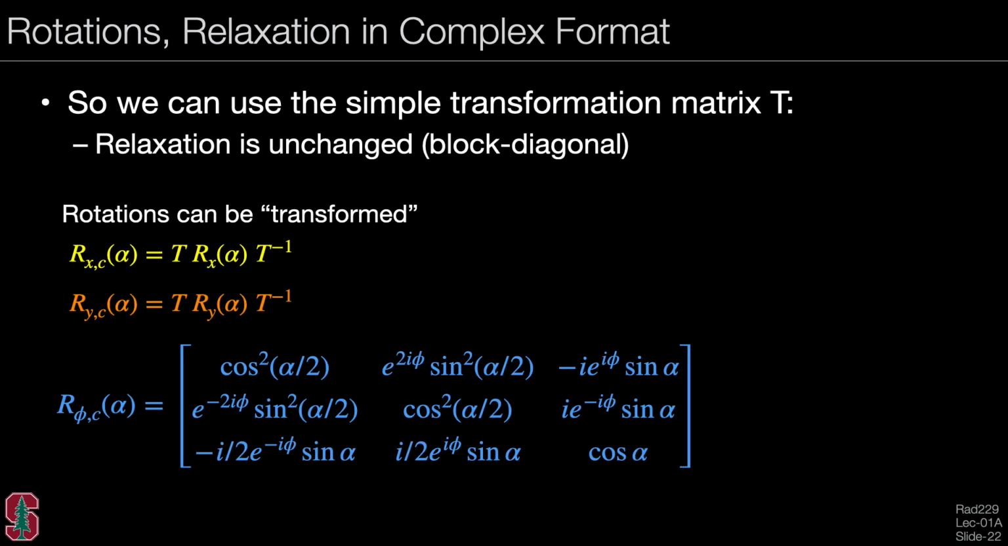So now we can use this simple transformation matrix T. If we do this, relaxation is unchanged. It's a block diagonal formulation, so this doesn't change between the real valued and the complex valued formulations. The rotations are just transformed using this transformation matrix T as shown here. And we can actually take the rotation matrix about an arbitrary axis in the mx, my plane, and this matrix takes on this form, which we will actually see again later on.